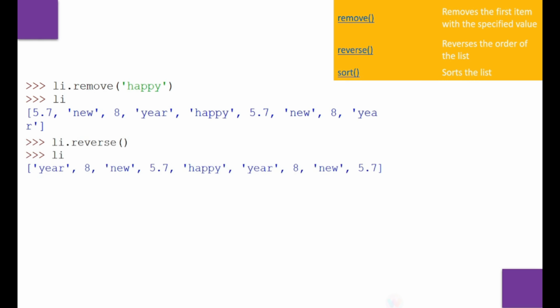Next, we have reverse. It simply reverses the order of the list. The first element goes to the last position, second to the second last, and so on. So see, 5.7 is at the last, new at the second last.